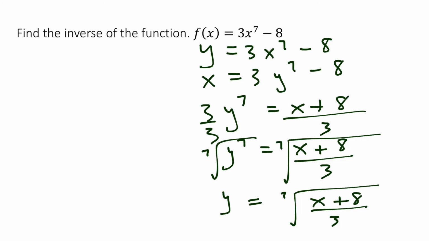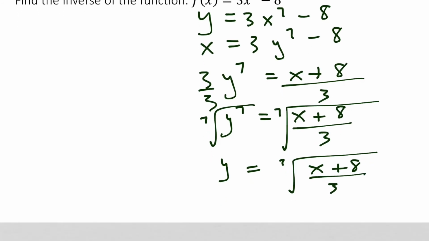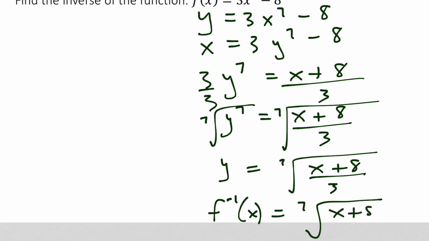So that 3 is underneath the root. You've got to make your root long enough here so that you've got that whole thing underneath it, and that you're not just covering only the top part here. So all of this is under the root. And then the last step would be to say f inverse of x is equal to the 7th root of (x plus 8) divided by 3.